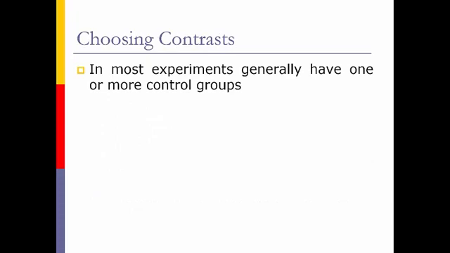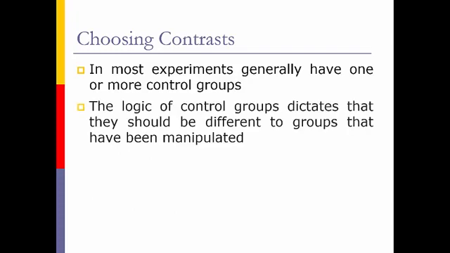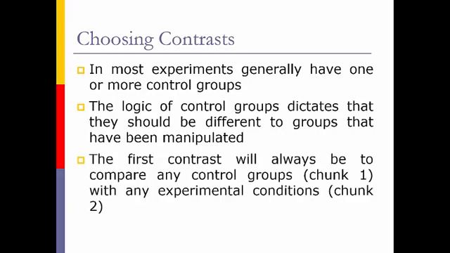So how do you choose a contrast? Most of the time you're going to have one control group, and then you want to compare that control group to something else. That is how you dictate how you set up the comparison between what is controlled and what is manipulated. The first contrast is always going to compare our control group with any experimental condition. And if there's no difference between the experimental conditions and the control group, your experiment has essentially failed.